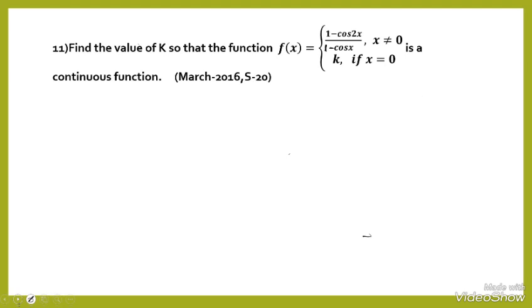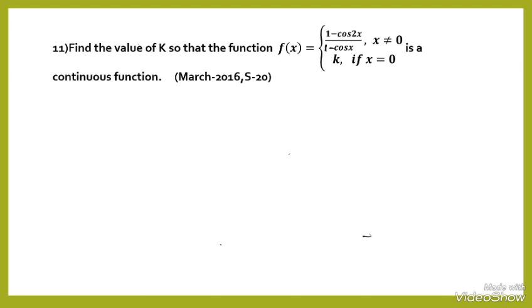The next problem is question number 11. Find the value of k so that the function f of x is equal to 1 minus cos 2x divided by 1 minus cos x if x not equal to 0, and f of x is equal to k if x is equal to 0, is a continuous function. Here, the given function: let us consider the function f of x is equal to 1 minus cos 2x divided by 1 minus cos x if x not equal to 0, and the value becomes k if x is equal to 0.